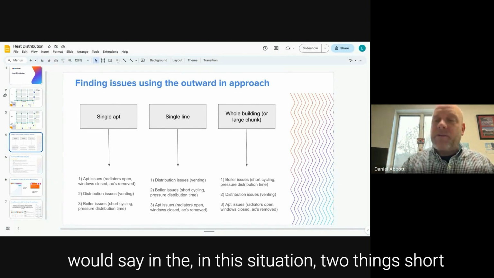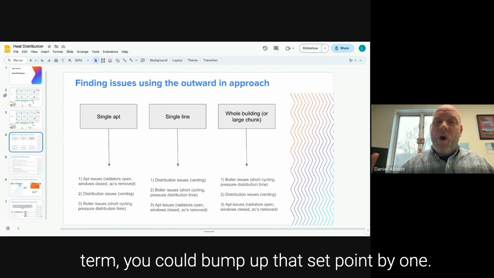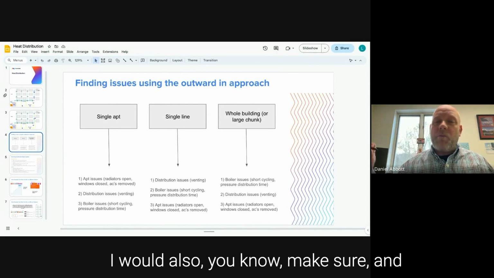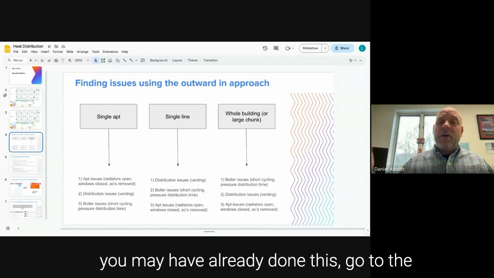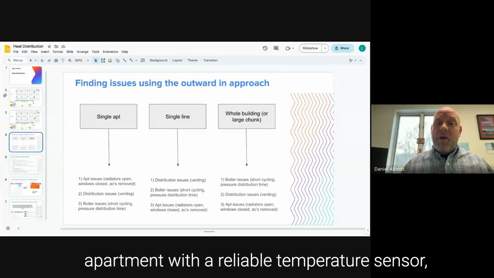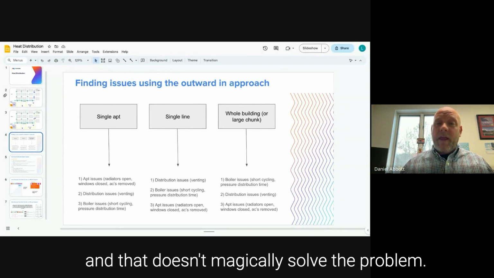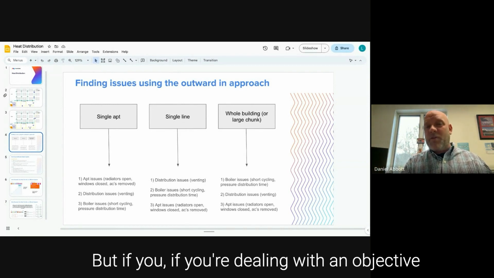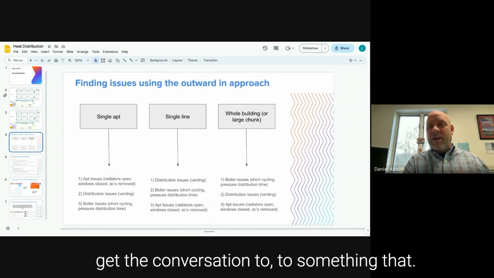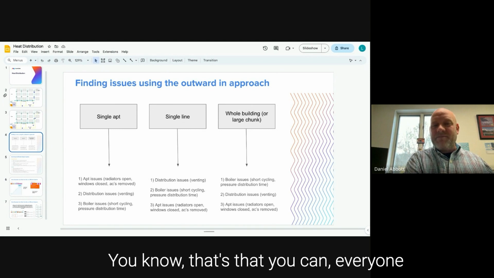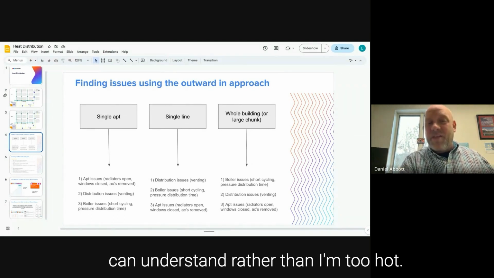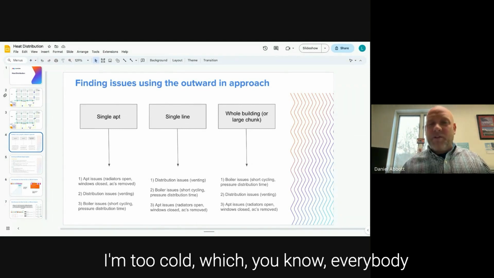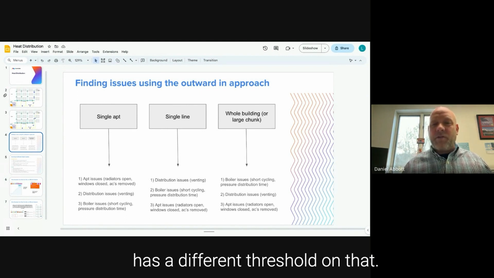But I would say in this situation, two things. Short term, you could bump up that set point by 1. I would also make sure, and you may have already done this, to go to the apartment with a reliable temperature sensor. That doesn't magically solve the problem, but if you're dealing with an objective number, at least you're starting to get the conversation to something that everyone can understand, rather than I'm too hot, I'm too cold, which everybody has a different threshold on.